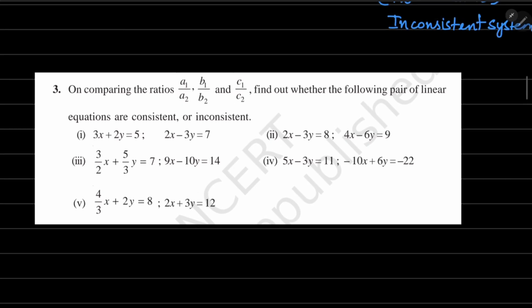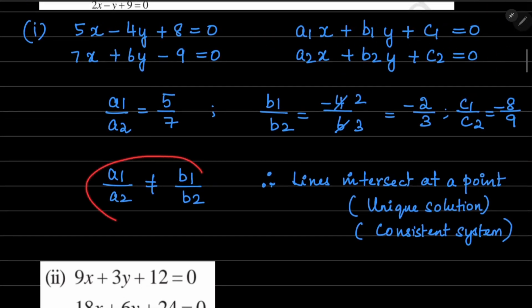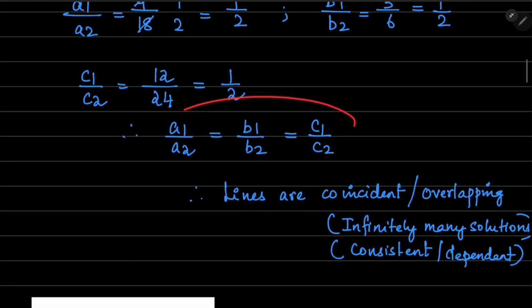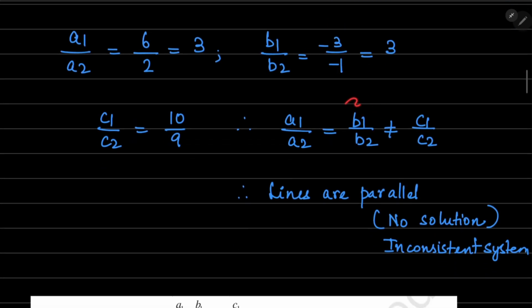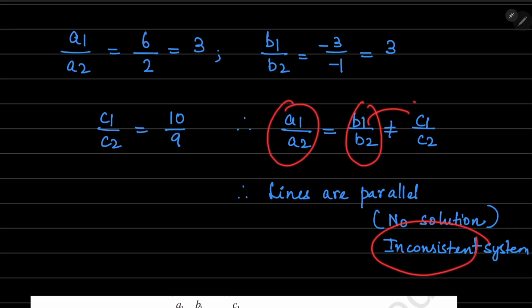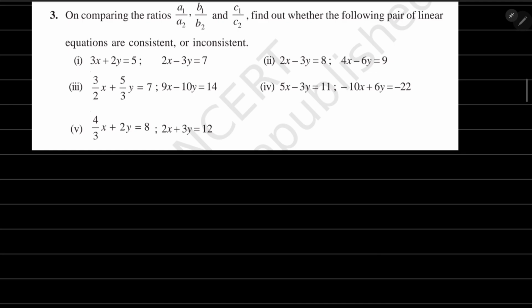As I discussed in the previous one, whenever you have the first two ratios not equal, then the system is consistent. If all the three ratios are equal, again it's consistent. But if the first two ratios are equal and that's not equal to C1 by C2, then it's inconsistent. So let's find out. For the first pair, you just have to find out whether the pair of linear equations are consistent or not consistent. That's all you have to find out using the ratios.